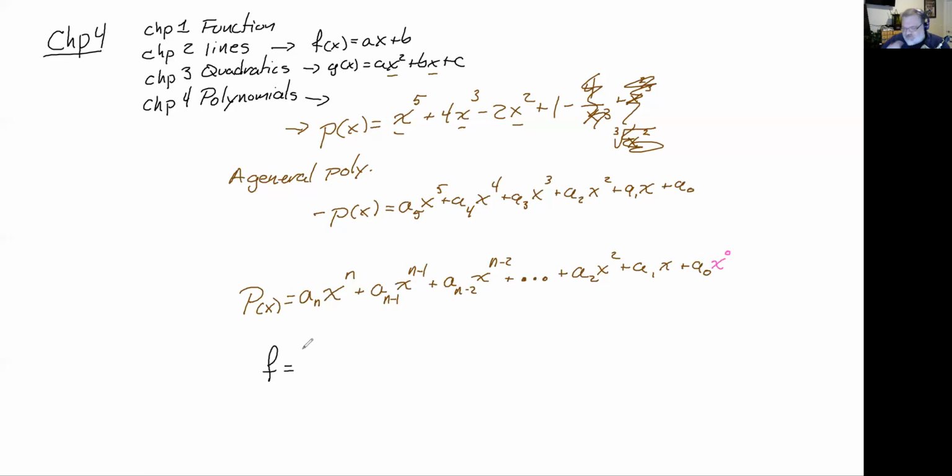So let's look at a fairly good sized example here. Let's say we've got 4x to the 6th plus 2x to the 4th minus 5x squared plus 7.